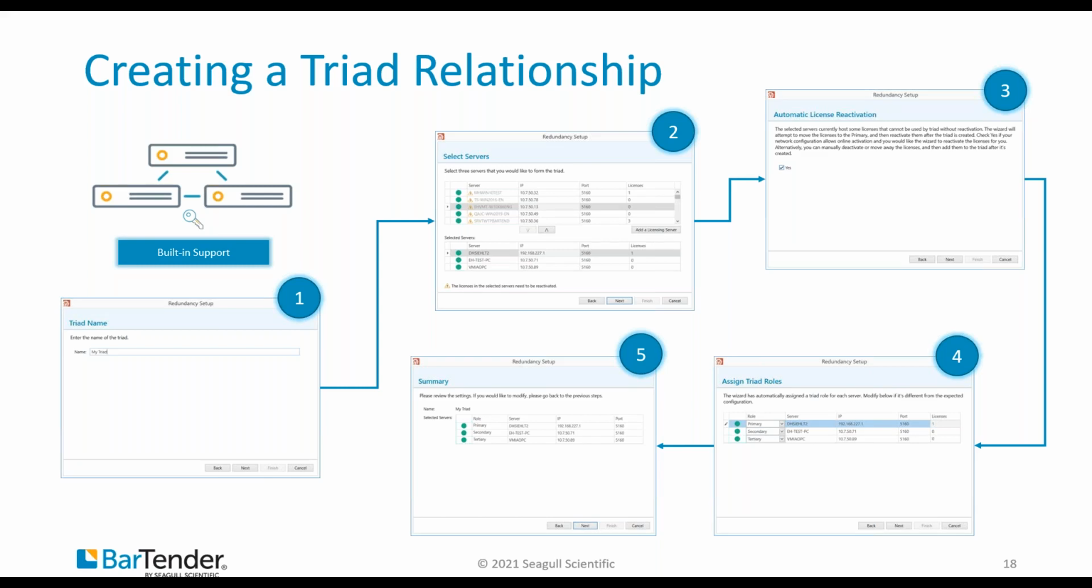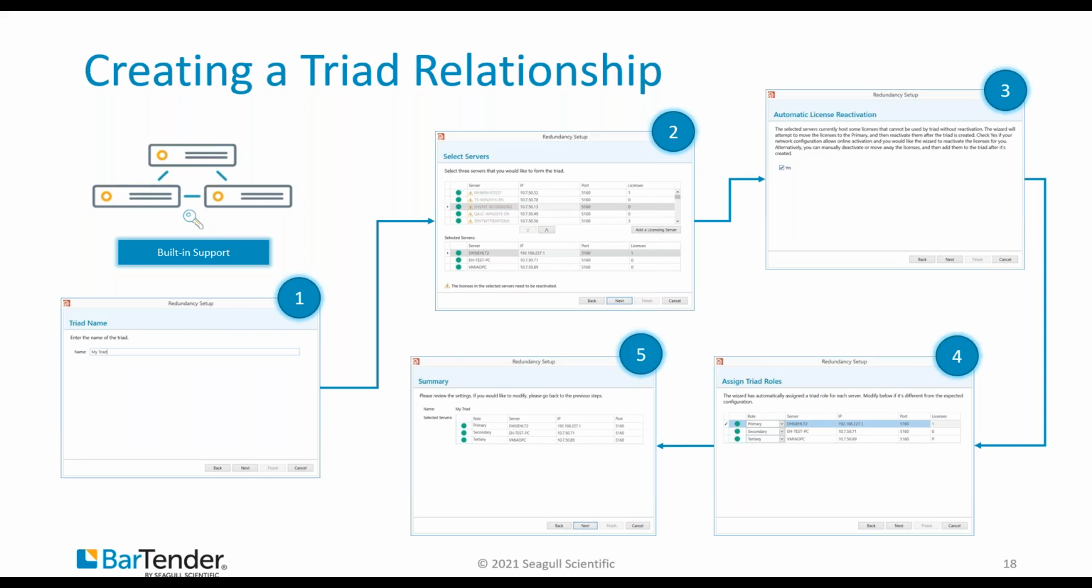Each license server needs to be located on a computer that can be directly connected at all times to configure this Triad. And the Triad would only kick in if one of the servers was down.